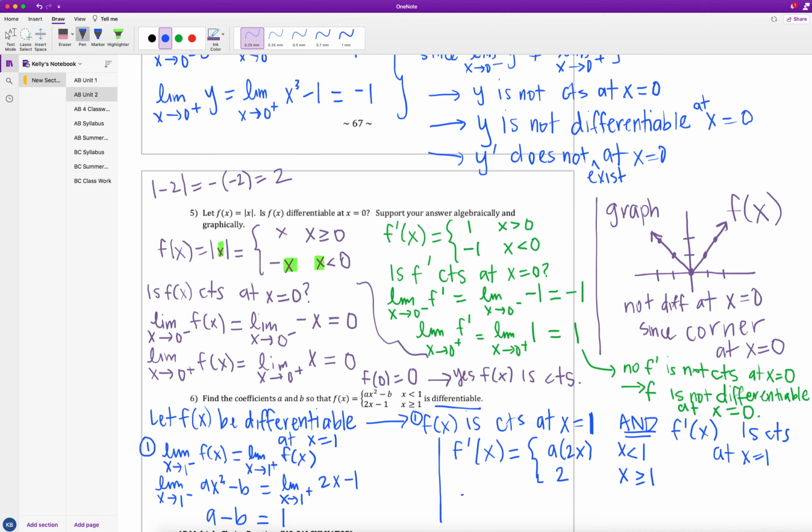So let's compute the limits on both of these. We're going to compute the limit as x approaches 1 from the left for f prime of x. That has to equal the limit as x approaches 1 from the right of f prime of x. Why don't you guys compute both of those limits and then let's check them.